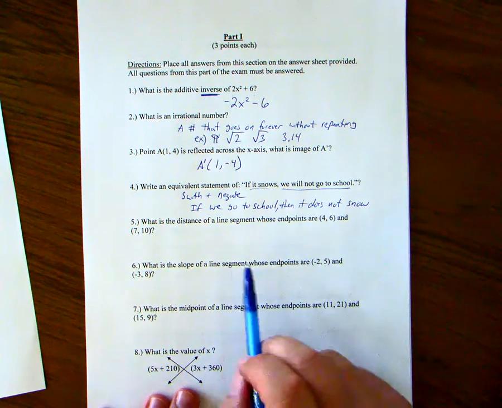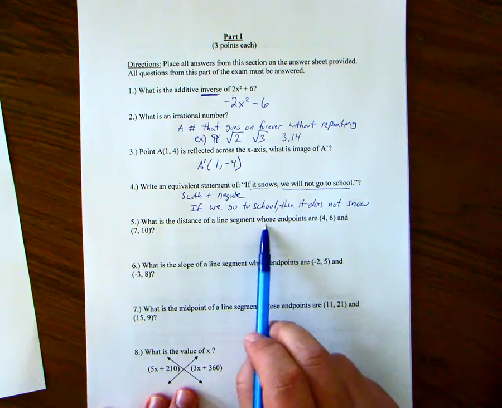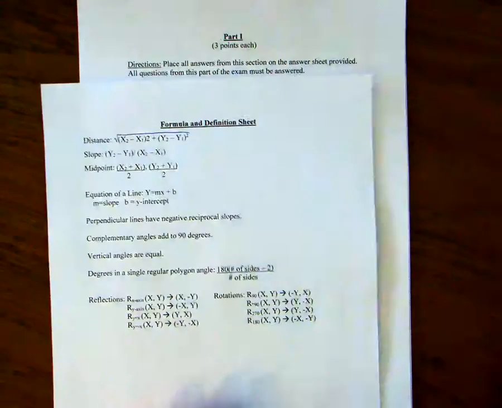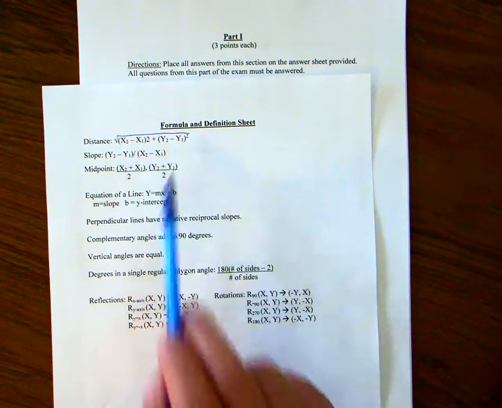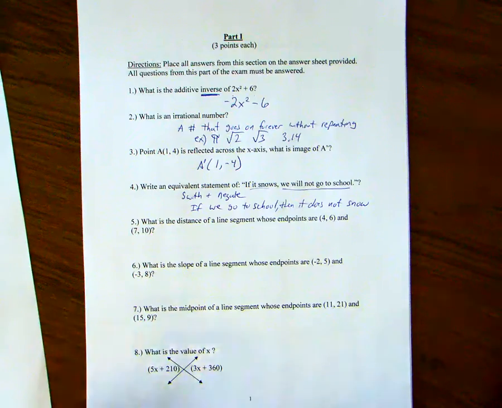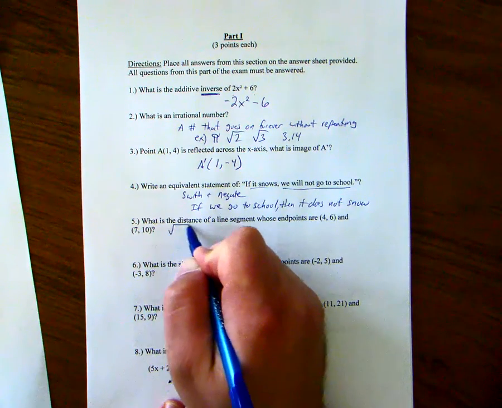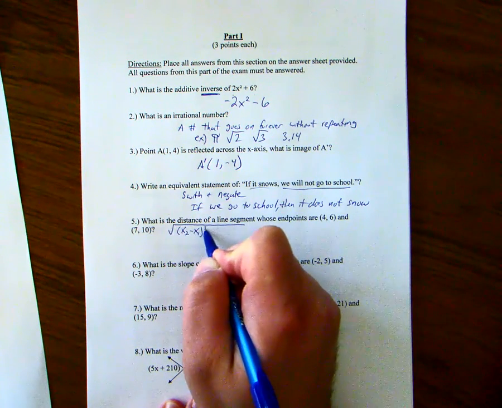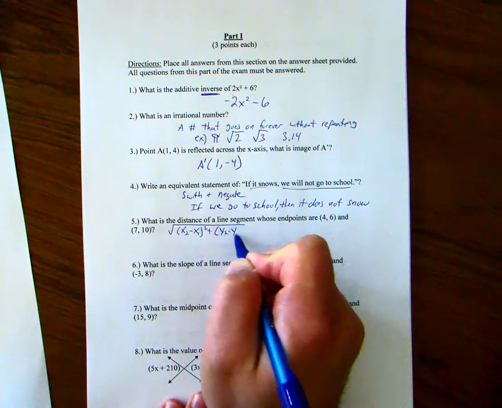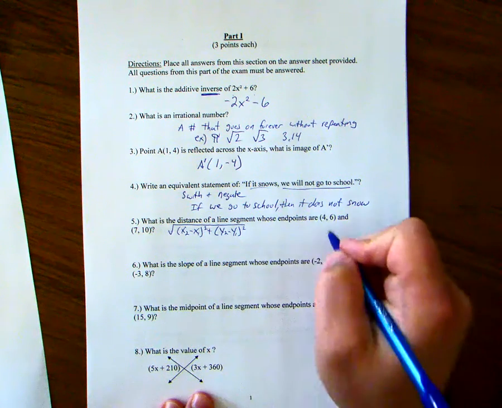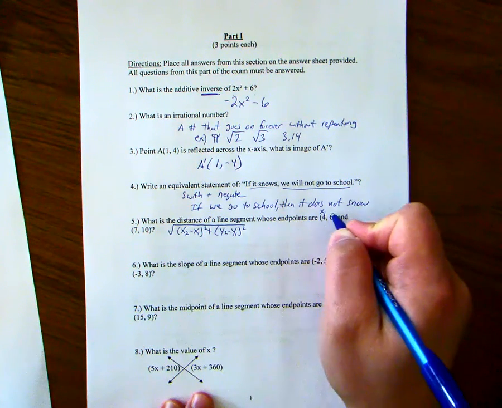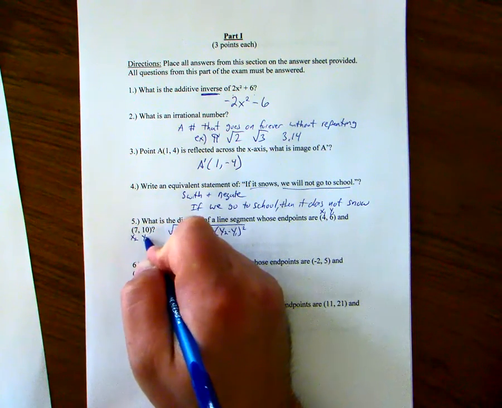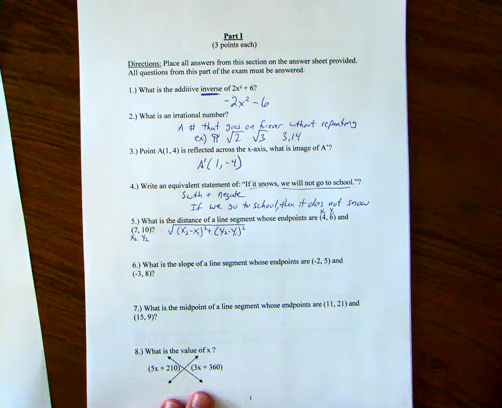Number 5. What is the distance of a line segment whose endpoints are 4, 6, and 7, 10? Here is my distance formula. It's given to me. So I'm going to write it down. It's the square root of x2 minus x1 squared plus y2 minus y1 squared. Label your points. This is my first point, x1, y1. This is my second point, x2, y2. Now that they're labeled, I just plug them in.